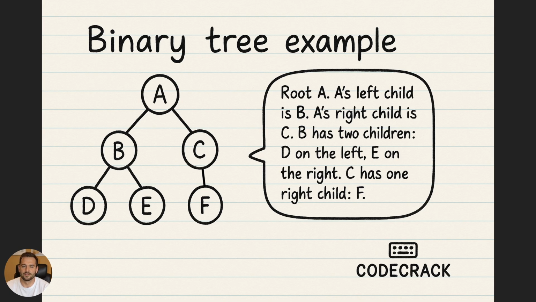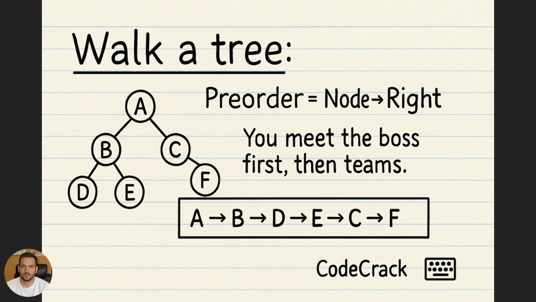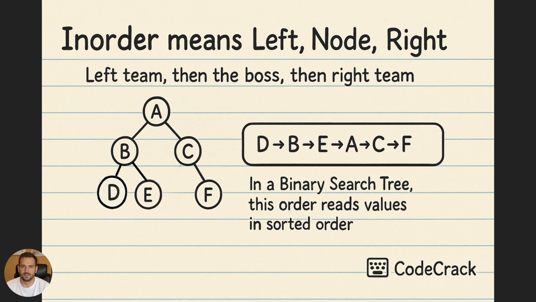How do we walk a tree? Think visit orders. Preorder means node, then left, then right. You meet the boss first, then visit the teams. On our tree, you'd say A, B, D, E, C, F. In order means left, node, right. Left team, then the boss, then right team. You'd say D, B, E, A, C, F.